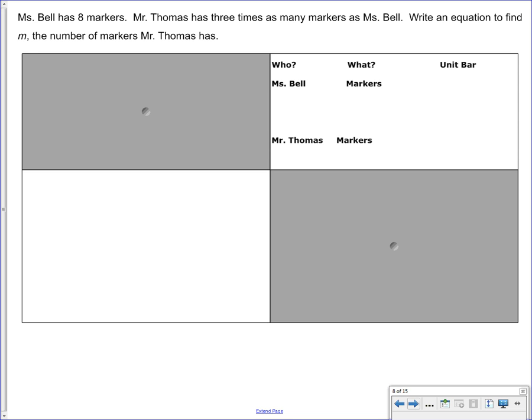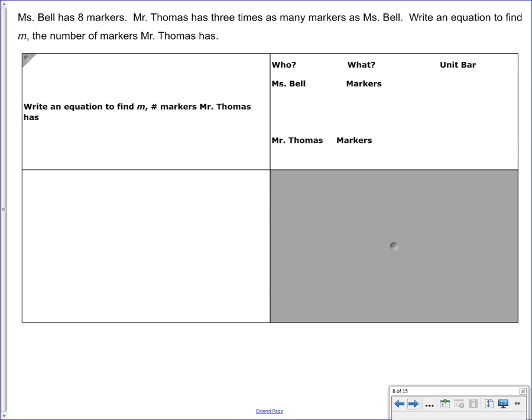So what we're looking for is we need to write an equation to find m, the number of markers Mr. Thomas has. So when we write our equation, I'm going to put an m down, and that m is going to represent markers.